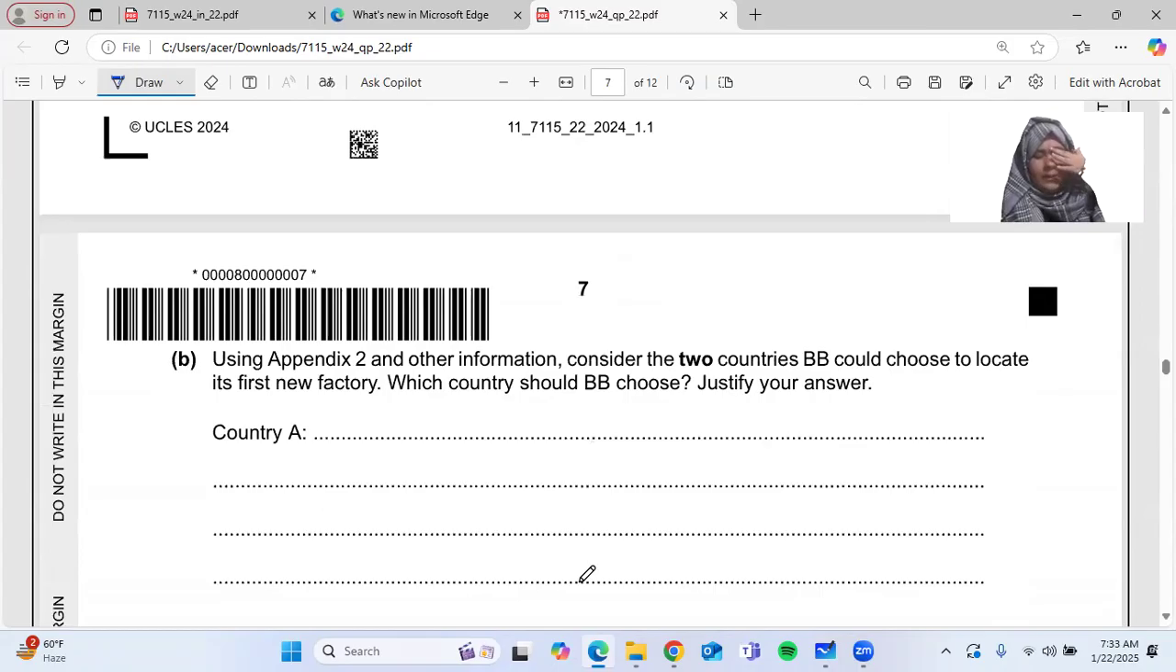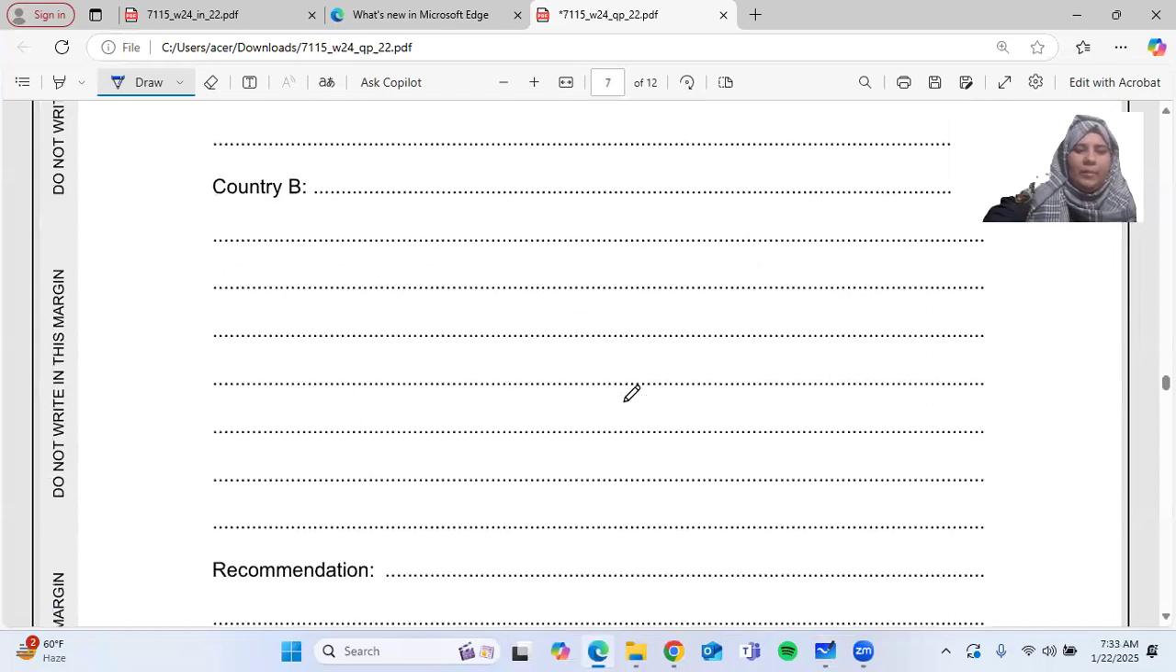Okay, so now let's see the B part. The B part is: using Appendix 2 and other information, consider two countries where BB could choose to locate its first new factory. Which country should BB choose? Justify your answer, country A or country B.